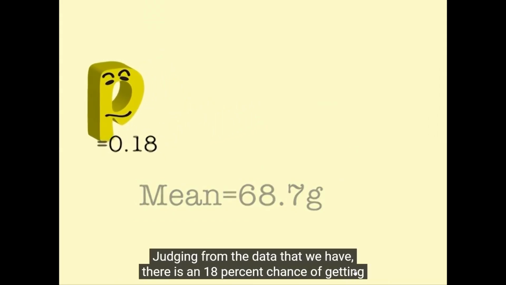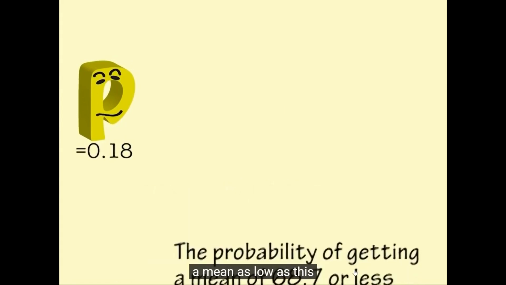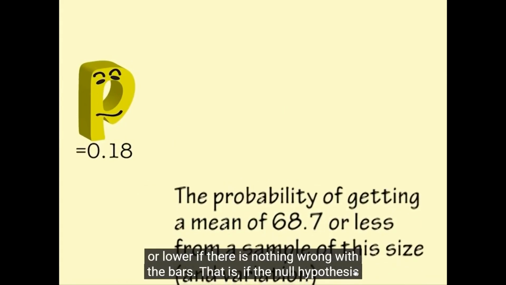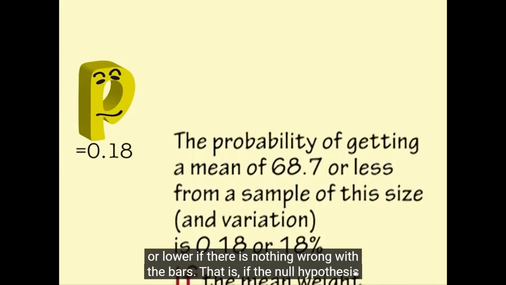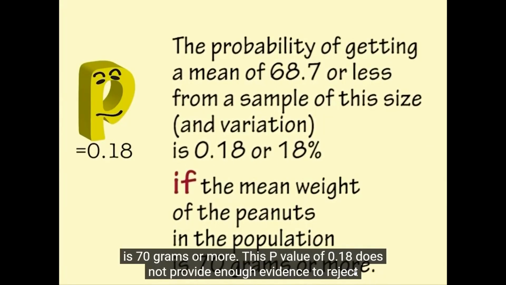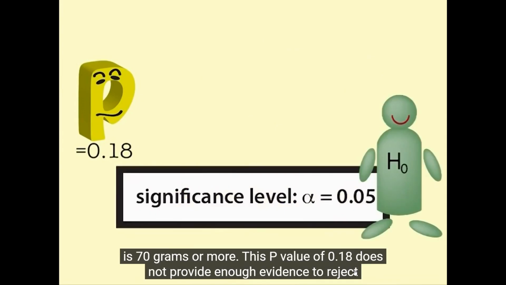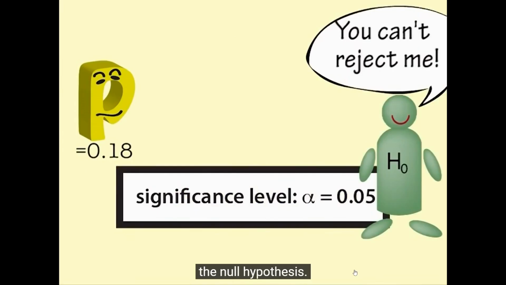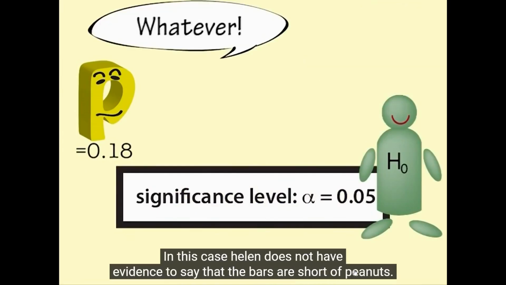Judging from the data that we have, there is an 18% chance of getting a mean as low as this or lower if there is nothing wrong with the bars. That is, if the null hypothesis is true and the mean weight of nuts is 70 grams or more. This p-value of 0.18 does not provide enough evidence to reject the null hypothesis. In this case, Helen does not have evidence to say that the bars are short of peanuts.